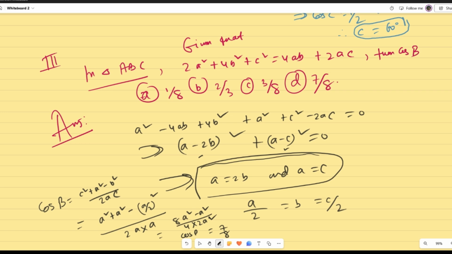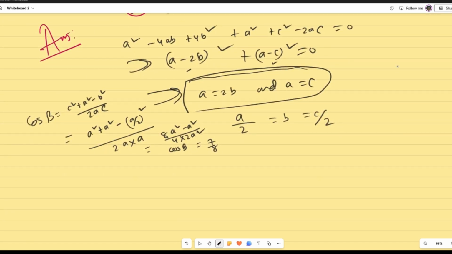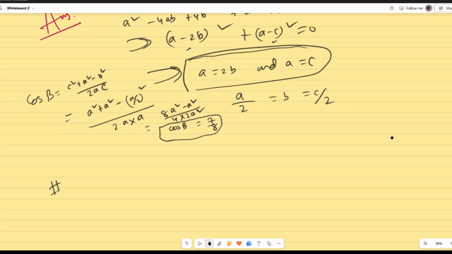Cos B equals 7 by 8. Okay. The value of cos B is going to be 7 by 8. Hope you have understood. Another problem I am writing here, then I will show you how WBJEE questions are asked on it.